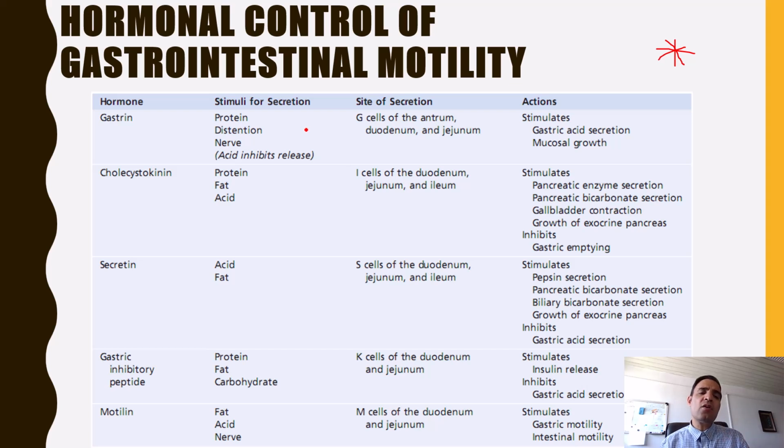Another hormone is cholecystokinin. Again, this hormone is very important. Protein, fat, and acid that enter the duodenum after passing the stomach will stimulate I cells in the duodenum, jejunum, and ileum, and they will release cholecystokinin. Cholecystokinin stimulates pancreatic enzyme secretion. In fact, the duodenum is communicating with the pancreas to stimulate its enzyme secretion to allow the protein, fatty acid and carbohydrate to be digested.